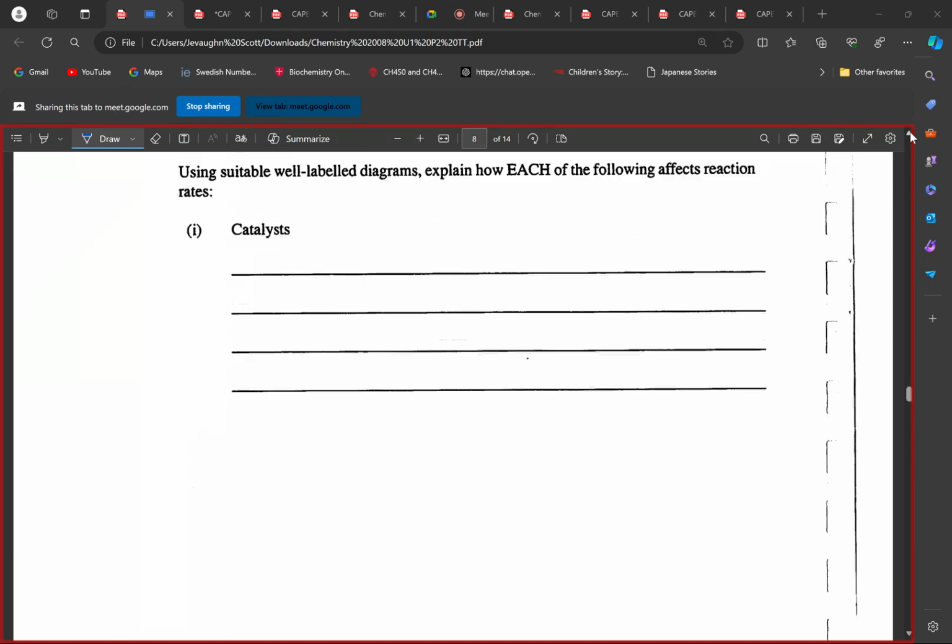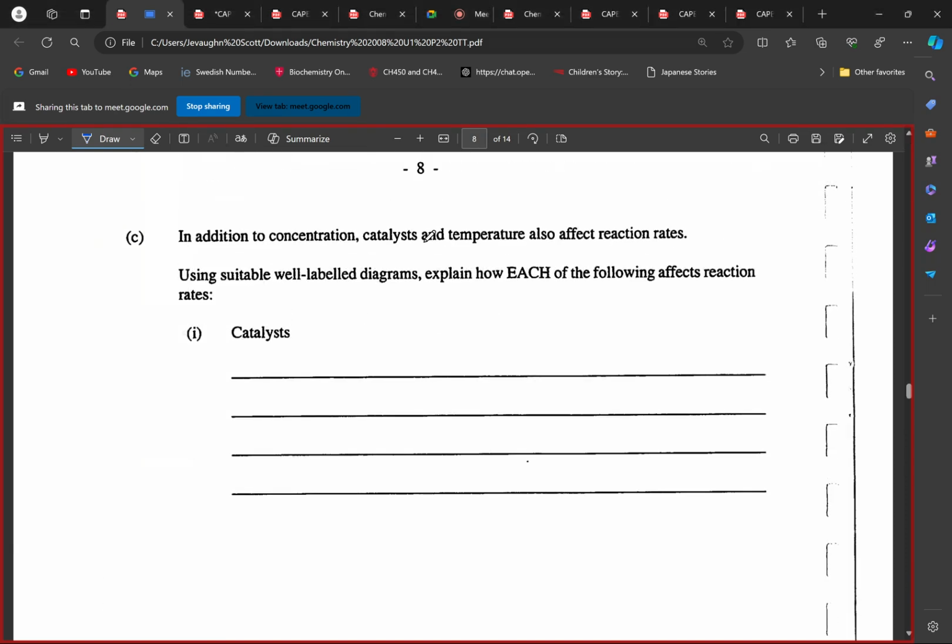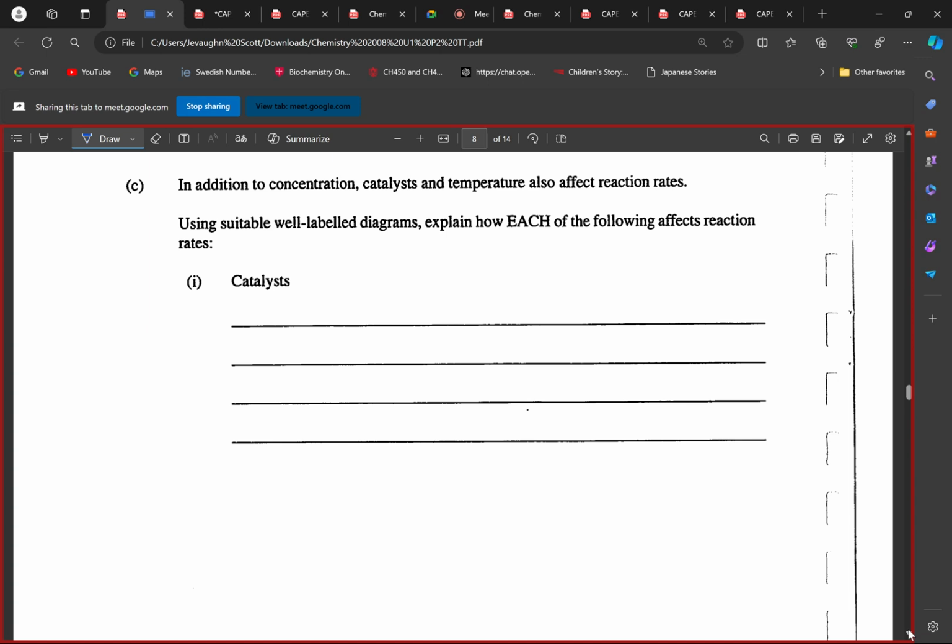For this next question, in addition to concentration, catalyst and temperature also affect the rates of reactions, right, or reaction rates. Using suitable, well-labeled diagrams, explain how each of the following affects rates of reaction. So, how do catalysts affect rates of reaction? Go ahead.